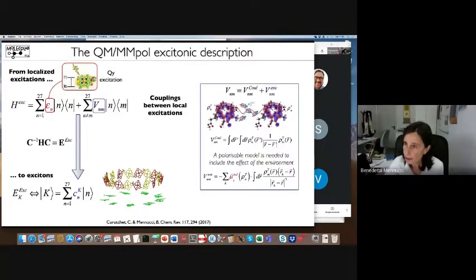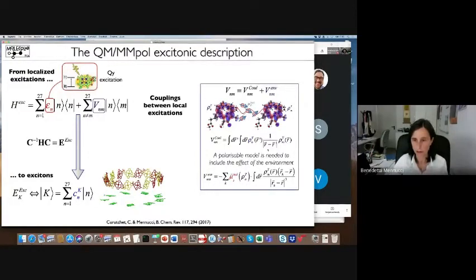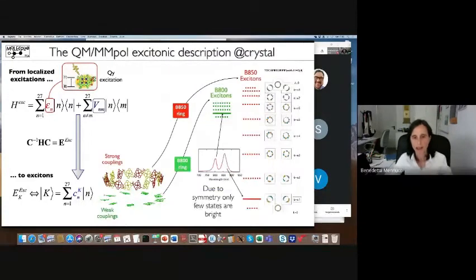If you neglect the polarization effect of the environment, you overestimate this coupling because the environment, in a sense, screens through polarization the Coulomb interaction between the bacteriochlorophylls. And with our polarizable MM, we can take this into account. So if we apply this excitonic model, we can reconstruct all the excitons.